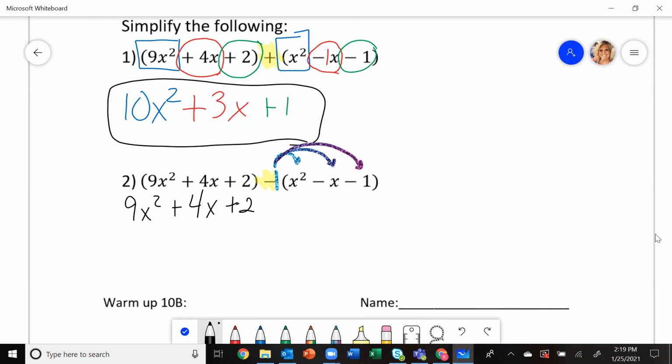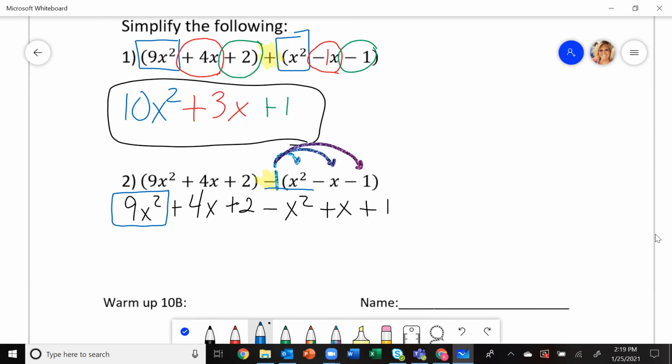Now, negative 1 times x squared is negative x squared. Negative 1 times negative x is positive x. Negative 1 times negative 1 is positive 1. Once I have distributed, now I can go and combine like terms.